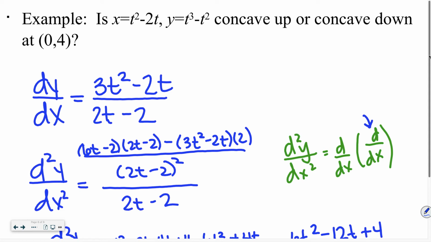No. You basically need to figure out which t value is going to make x 0 at the same time that it's making y 4. So can you subtract the 4 over and then set them equal to each other? Sure.